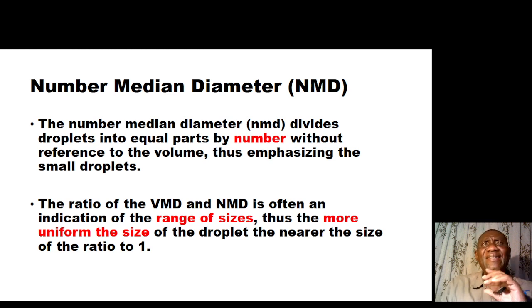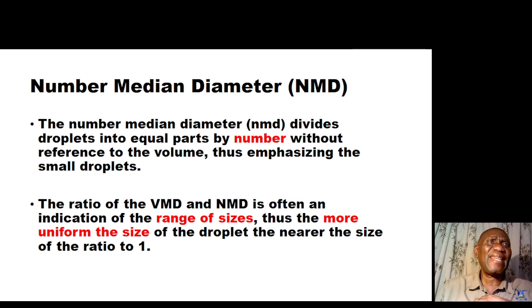So we can divide the sample into two parts. If we're counting these droplets, the number which is at the center can divide the droplets into two divisions. This is just a median. The number median diameter, NMD, divides droplets into two equal parts by number without reference to the volume, thus emphasizing small droplets.